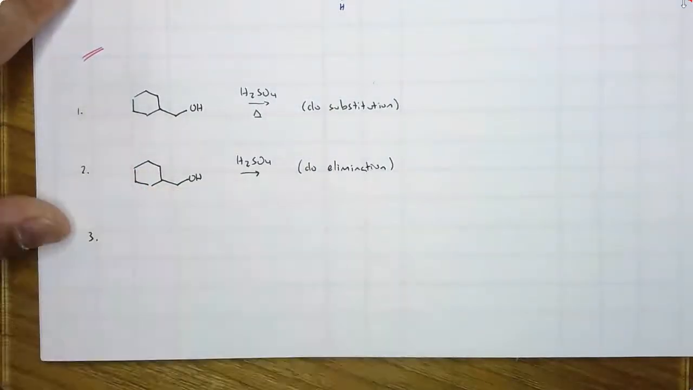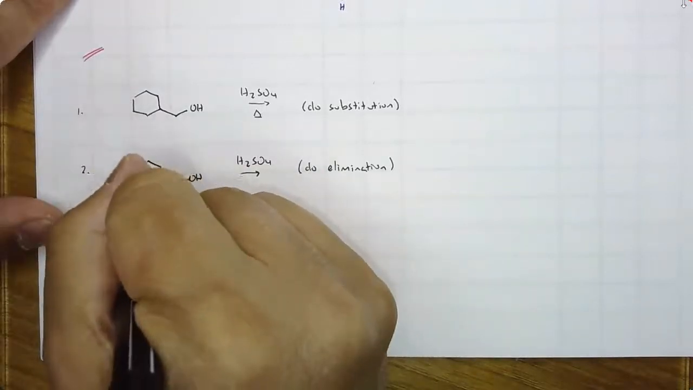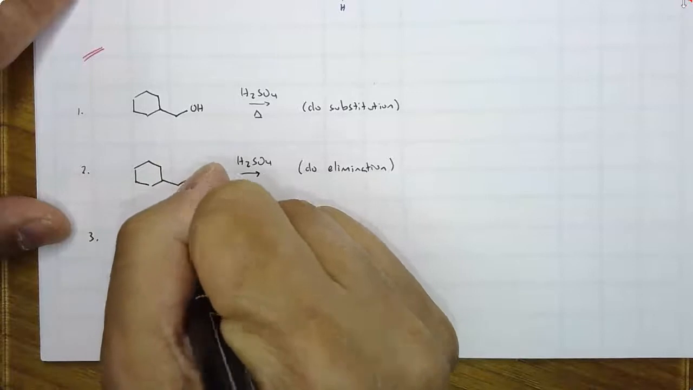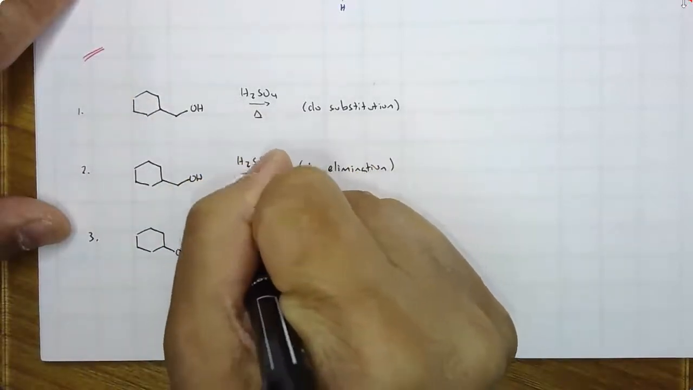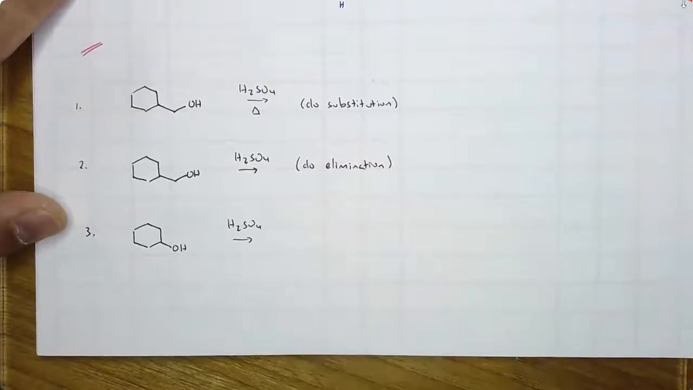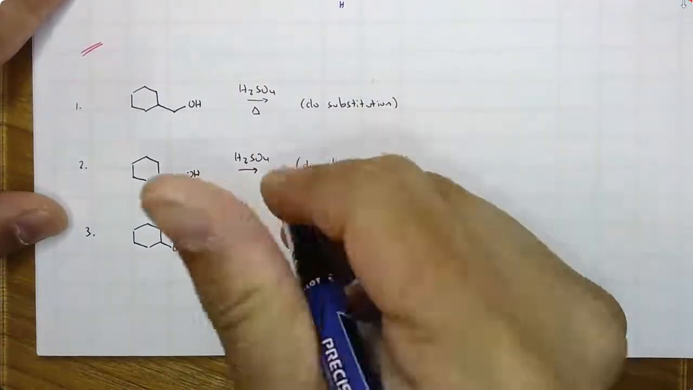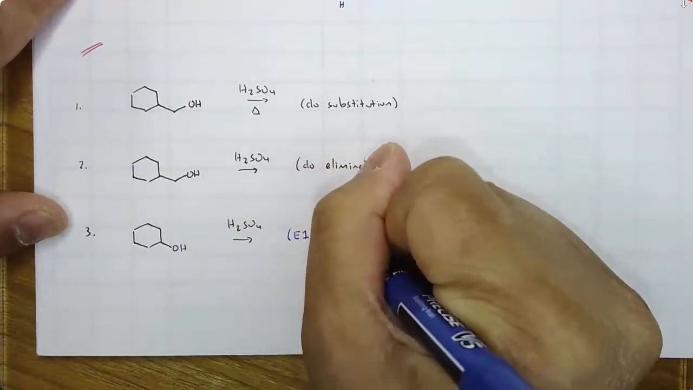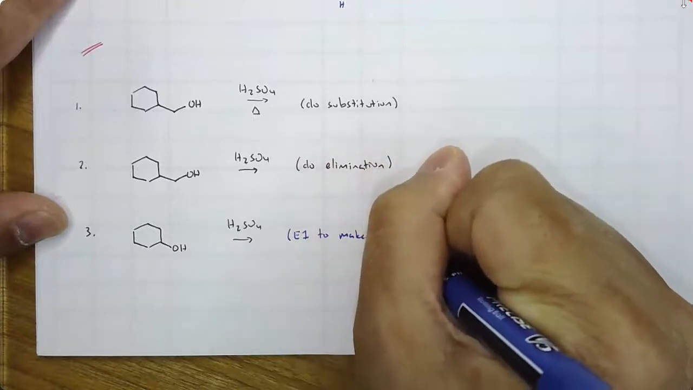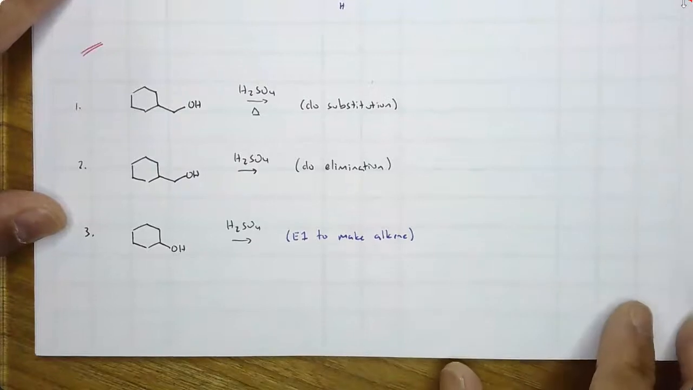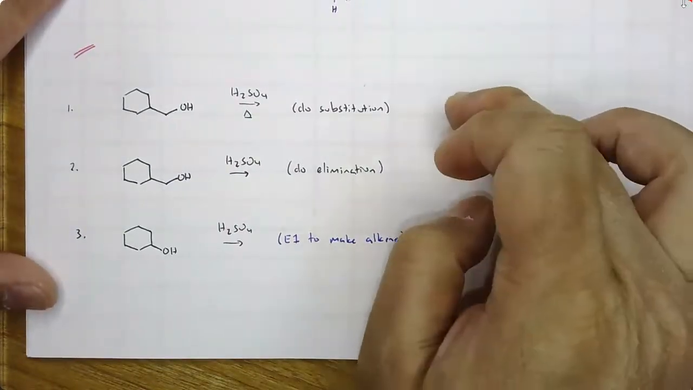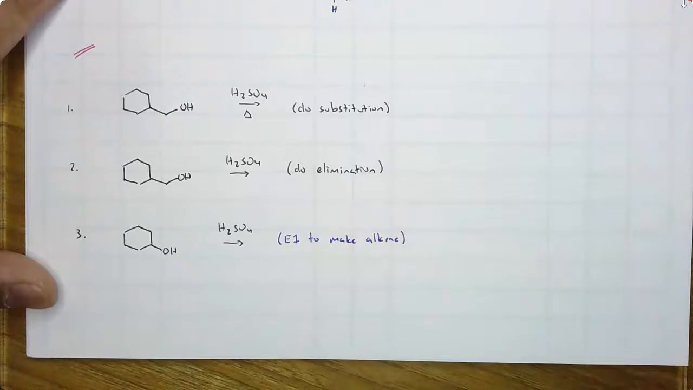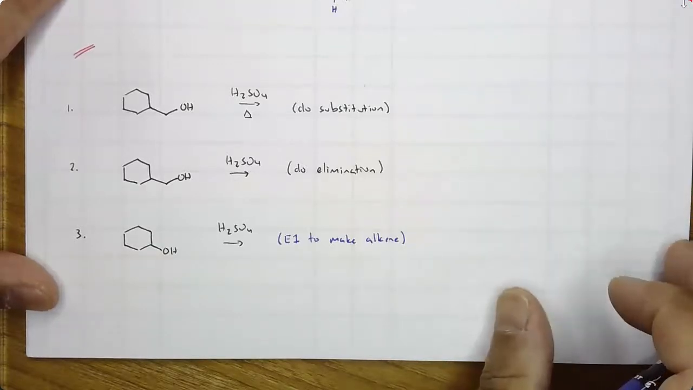Now 3, what if we had this? What if it wasn't primary and I add acid? Okay, I wouldn't give a hint. My students should know that you're going to do an E1 reaction. You're going to make an alkene. Okay. Do you want to pause the video and fill in the 3 products? All of these will only have one major product. Pause the video, and then when you come back, make your corrections in a different colored pen.